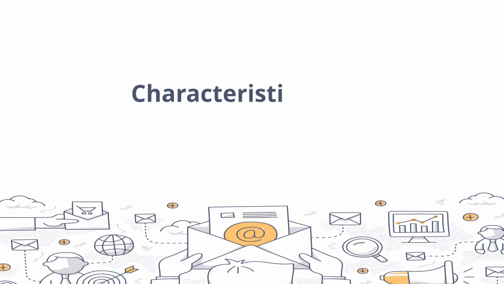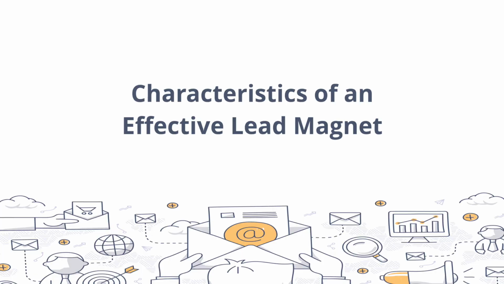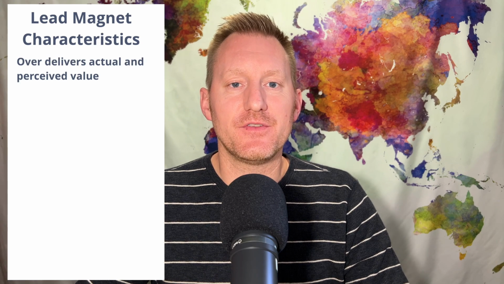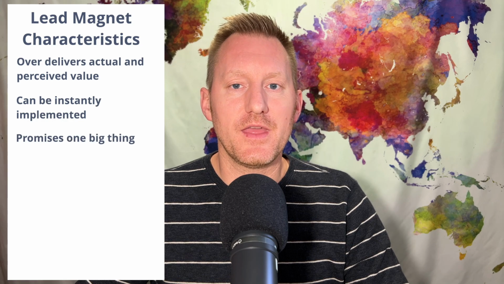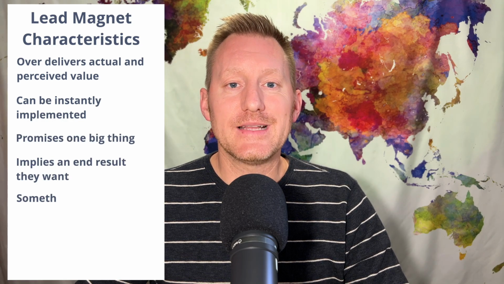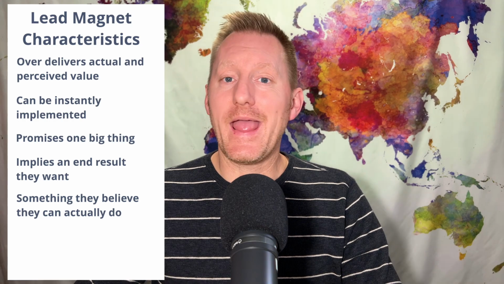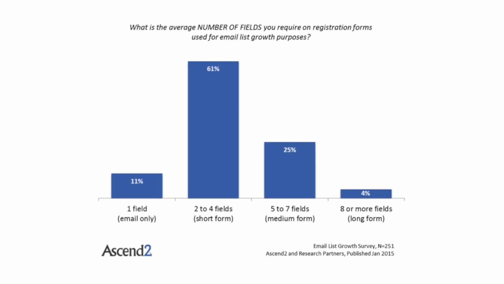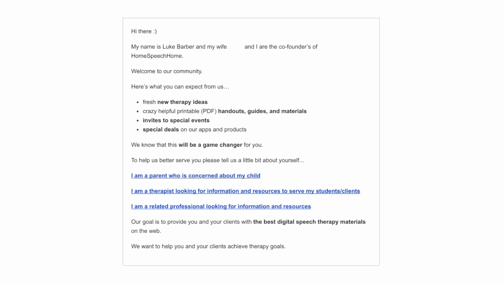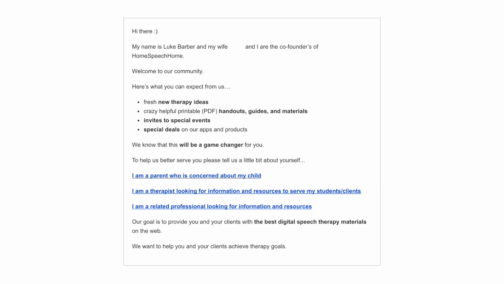Any type of lead magnet you create needs to have the following characteristics. It should be something that over-delivers actual and perceived value to your reader, can be instantly implemented, promises one big thing, implies an end result they want, is something they believe they can actually do, and provides a specific solution for a specific group of people. An effective lead magnet doesn't ask for too much information on the opt-in form. Once you receive an email address, you can always segment your reader further in your welcome sequence.